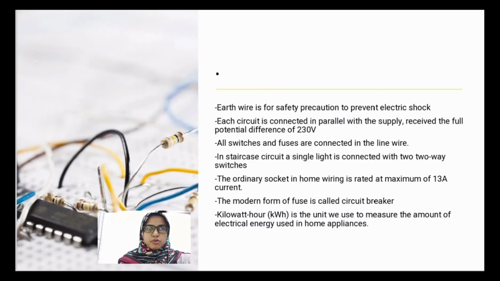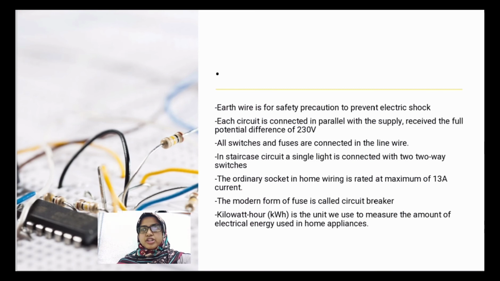Okay, let's see the functions of electricity in the home. First, the earth wire is for safety precaution, to prevent electric shock should a fault develop. Each circuit is connected in parallel with the supply, receiving the full potential difference of 230 volts, and all switches and fuses are connected in the line wire. In a staircase circuit, a single light is connected with two-way switches.